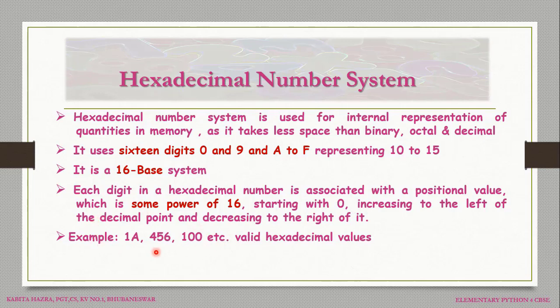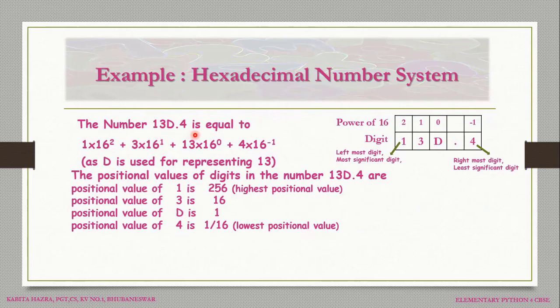Some valid hexadecimal values are 1A456100, etc. In the hexadecimal number 13D.4, the digit D, which is to the immediate left of the decimal point, will have the positional value 16 power 0. 3 will have a positional value 16 power 1. 1 will have a positional value 16 power 2. And the digit which is to the right of the decimal point, that is 4, will have a positional value 16 power minus 1. So this 1 is the most significant digit as it has the highest positional value, and this digit 4 is the least significant digit as it has the lowest positional value.